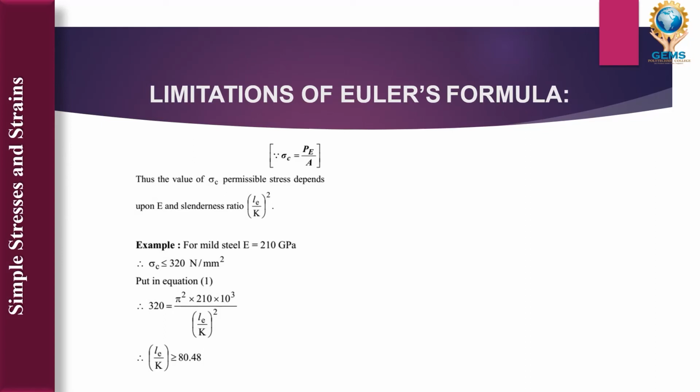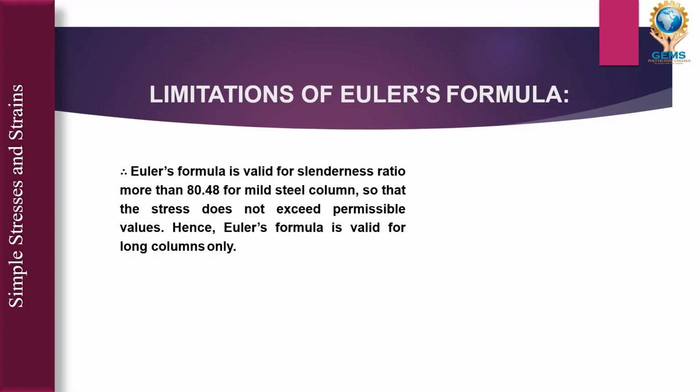Suppose that for mild steel E is equal to 210 gigapascal and sigma c is less than 320 Newton per millimeter square. If we put that in the equation, then finally we will get LE divided by K greater than or equal to 80.48. So Euler's formula is valid for slenderness ratio more than 80.48 for mild steel column, so that the stress does not exceed the permissible value. So Euler's formula is valid only for long columns. Understand? Euler's formula is valid for long columns only. That is the point I want to convey to you.